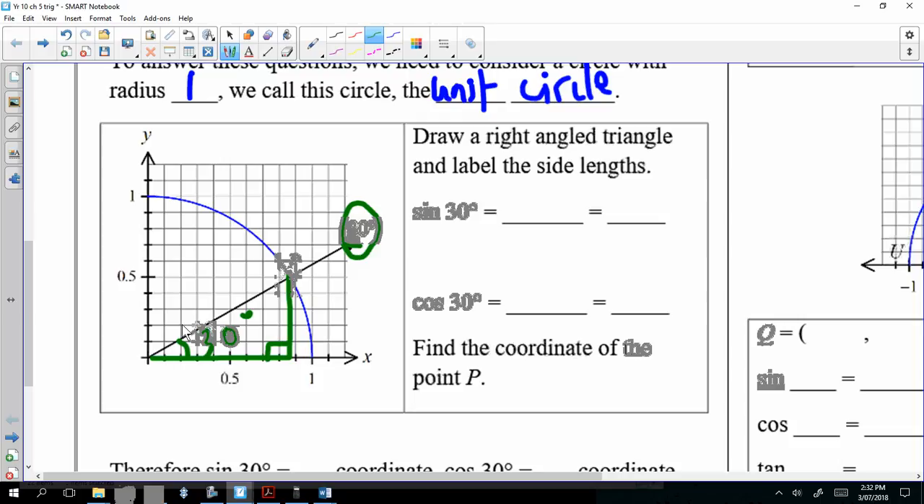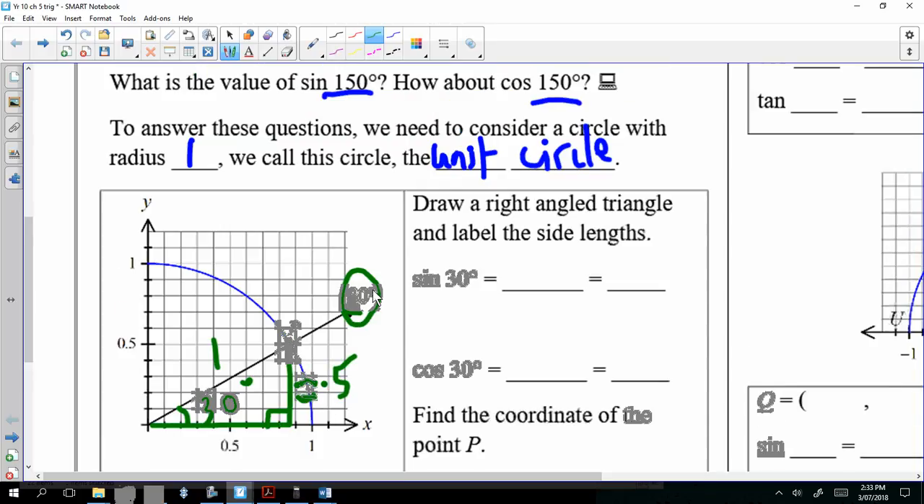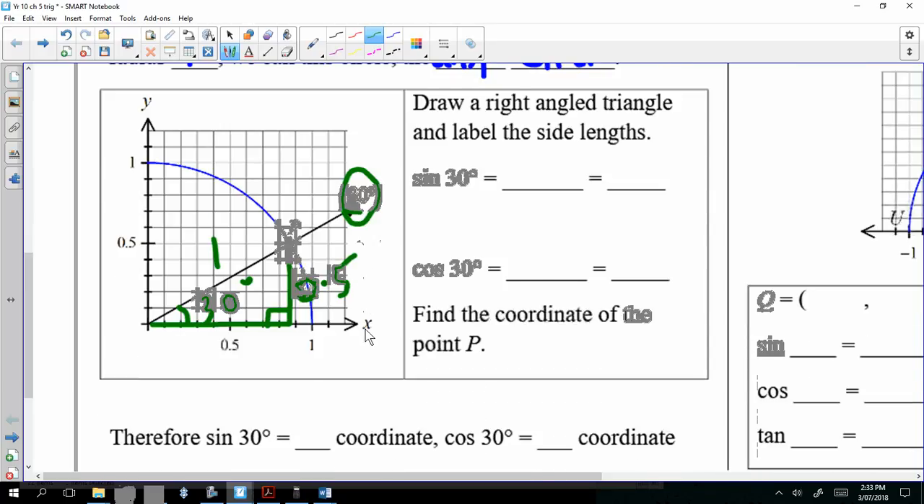Alright, thank you very much. Now, let's go through this. What's the length of the hypotenuse? Well, it's a circle, and what's this length? 1. That's 1. So what's this length? 1. Good. What's the length of the opposite? 0.5. Very good. And how about the length of the base, or the adjacent? A little bit less, isn't it? Let's call it 0.87, a little bit less than 0.9.